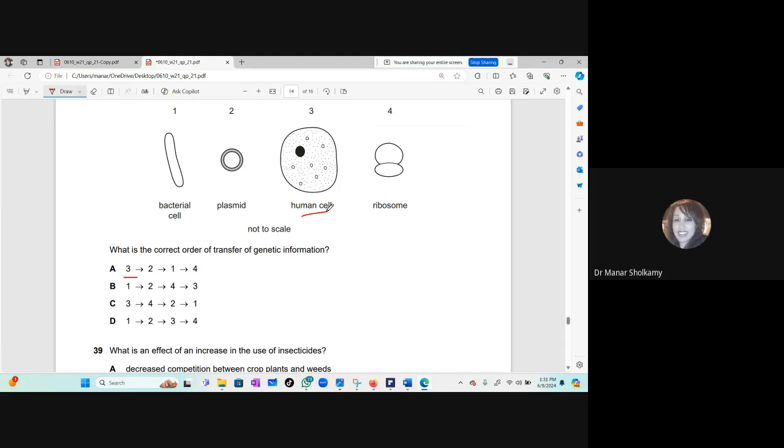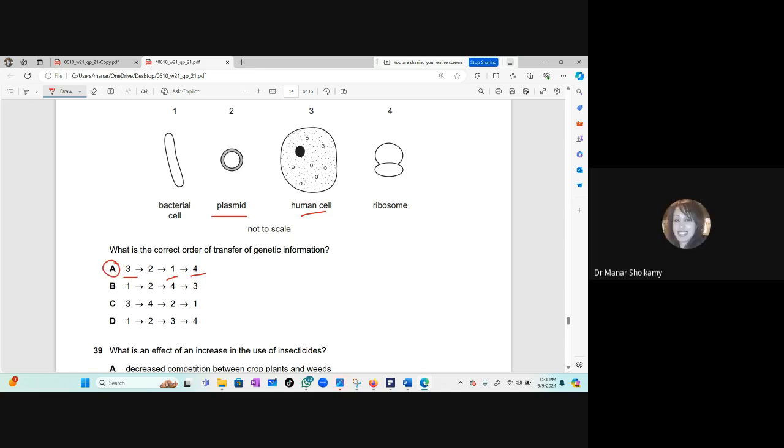We'll start with the human cell, and then we will take out the plasmid from the bacteria, okay? And then we will fuse them together, and we will put it back in the bacterial cell. And inside the bacterial cell, they will replicate, replicate, replicate, and produce the gene that we isolated, the gene that we want, using the ribosome. So what do you think about A? Is A right or wrong? Yes. A is very correct.